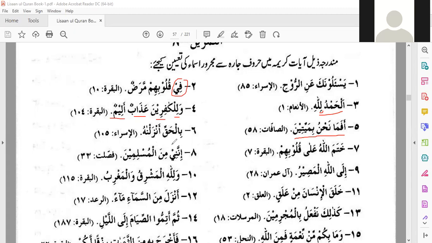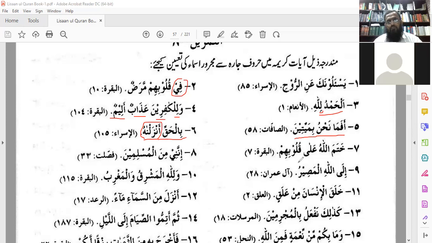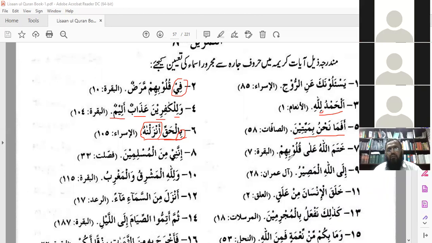Okay, jumla ismiya. Bil-haqq: this is a verb, so we will leave the tarkeeb of that for now, but just go to bil-haqq. Yes, can I try? Bil-haqq: ba is harf jar, preposition. Al-haqqi is majroor. Jar and majroor, shibh jumla. Okay, yes. Yes, Sister Saima, go ahead.